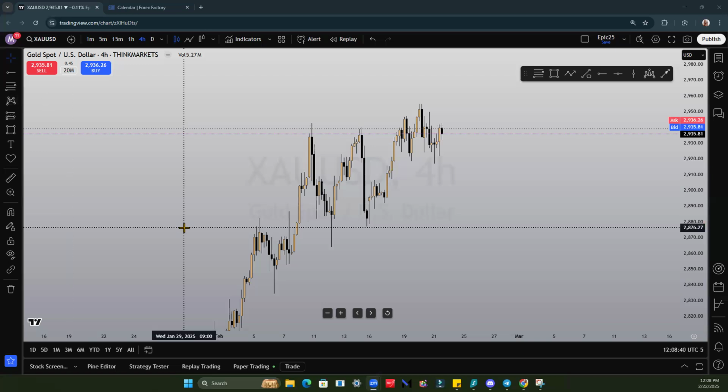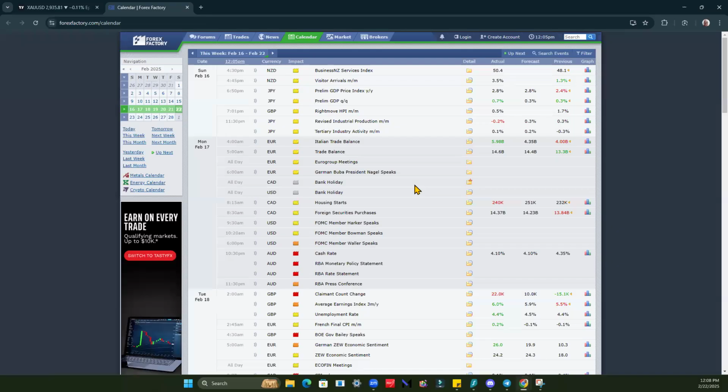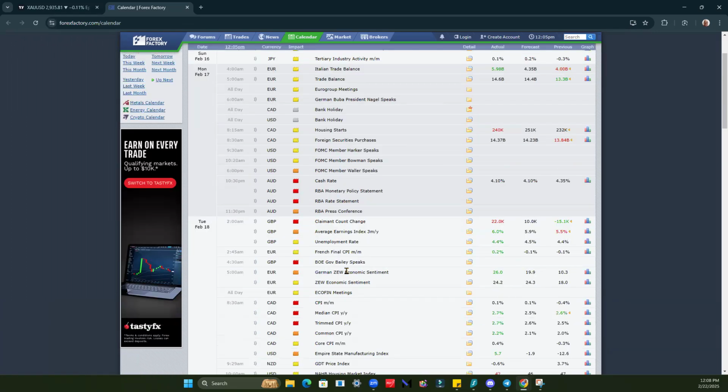Now, what is fundamental analysis? Fundamental analysis is taking a look at the calendar. We're going to go to forexfactory.com, take a look at the calendar, and we're going to focus on the red folders, right? And this is going to be a very volatile strategy, so please pay close attention. But if you guys are trying to pass a challenge, and you're looking to make a quick couple of $100, this is a great strategy for you.